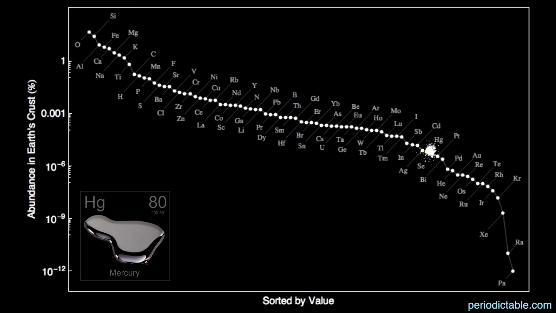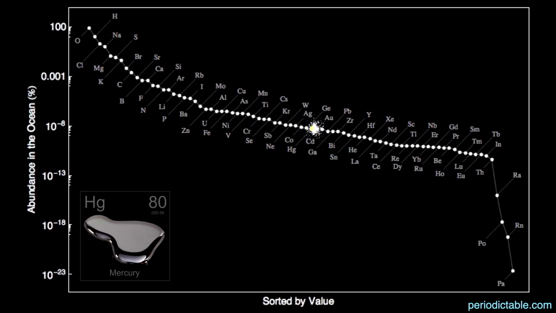Very uncommon in the crust of the Earth, it's the 56th most common element at 6.7 parts per 100 million, about the same as silver, its neighbor to the left in this chart. Mercury is rarest in the oceans of the Earth, making up only 5 parts per 100 billion. But there's a lot of ocean, which means there's 20 million tons of mercury in the waters of the Earth.